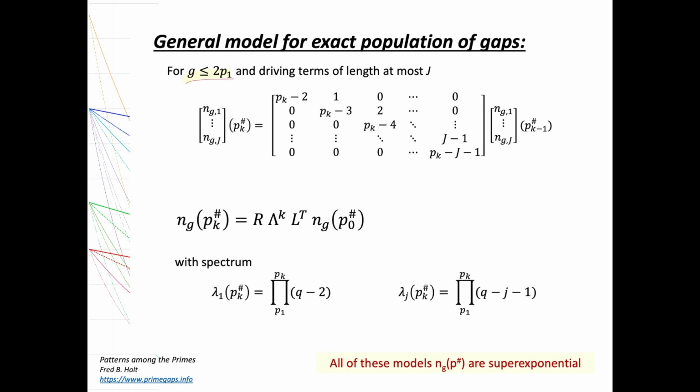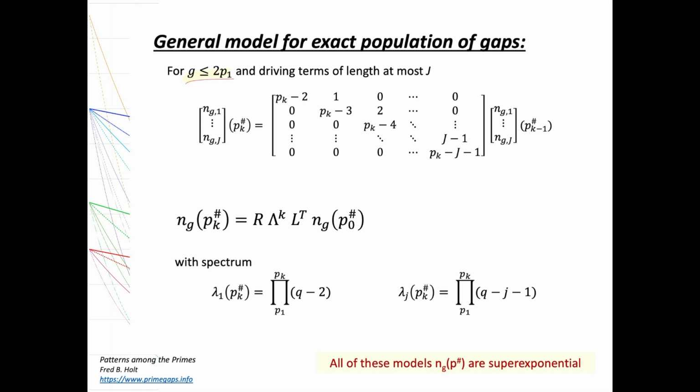So if we take our initial conditions from the cycle of gaps for the prime p sub 0, then for all gaps up to 2 times the next prime, 2 times p1, we're able to develop the exact population model, and that's this linear system. It's a J by J system where the length of the longest driving term for that gap is capital J.